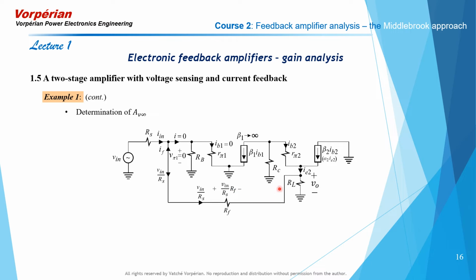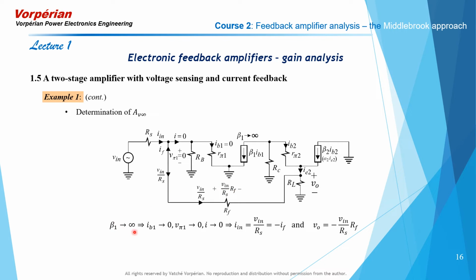Moving on to the output node, we see that V0 also appears across RF, since this node here is at ground potential, or virtual ground, and this node here is sitting at the output voltage. And what that means is that the output voltage is equal to the negative of V in over RS times RF. Let us write all that down.